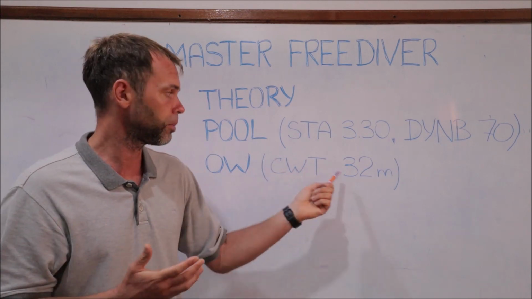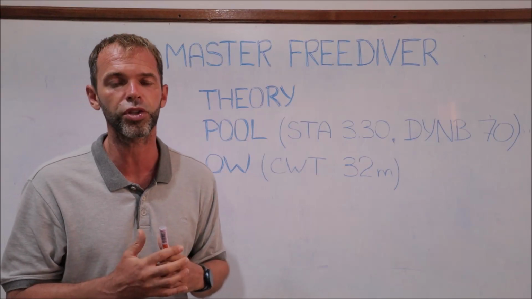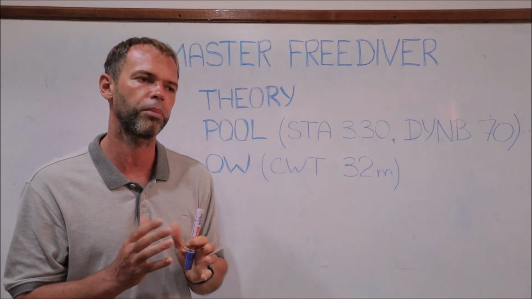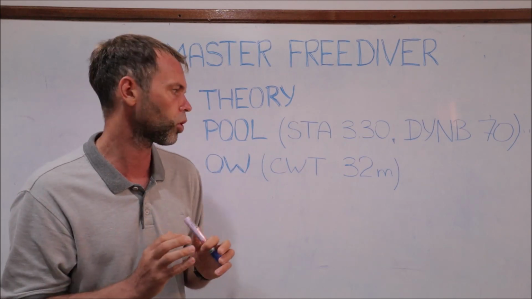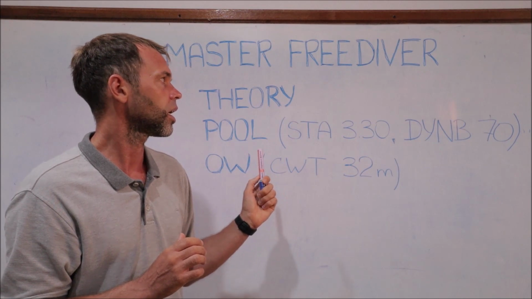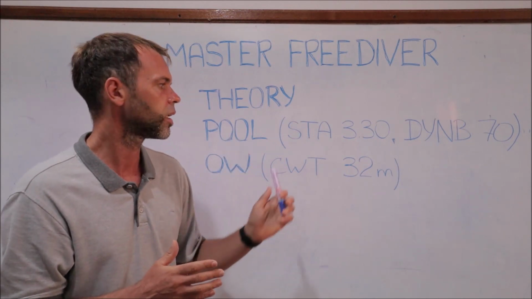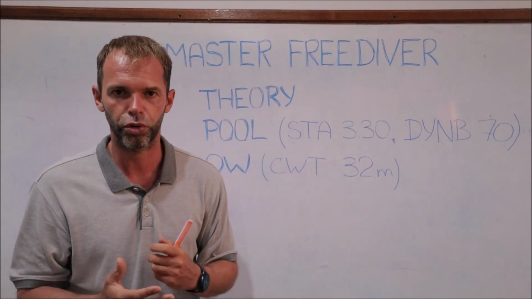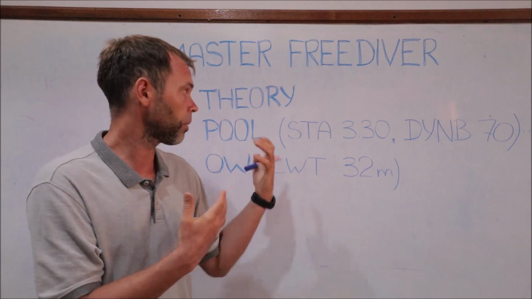Constant weight depth minimum is 32 meters, maximum for the Master Freediver is 40 meters. I think it's more or less the same for all freediving organizations, maybe with small variations. It used to be 27 in PADI Freediving, let's say before 2019, but for the last 2 years the minimum requirement is 32 meters.